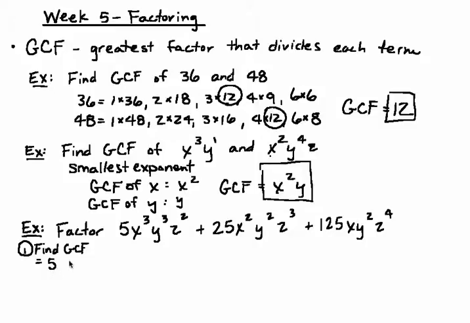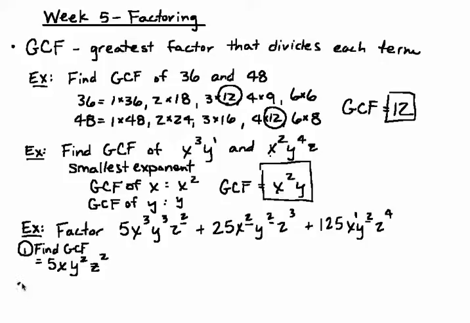And then your greatest common factor for the x's is your smallest exponent, which is 1. There's an understood 1 next to the x, the first power there. The greatest common factor of y is y squared. That's your smallest exponent. And then for the z's, the smallest exponent is z squared. So your greatest common factor is 5x y squared z squared.